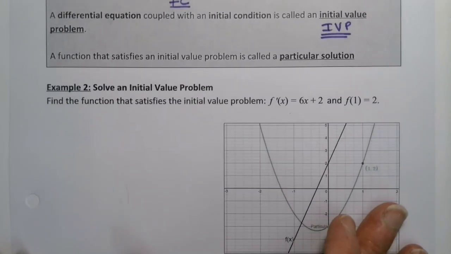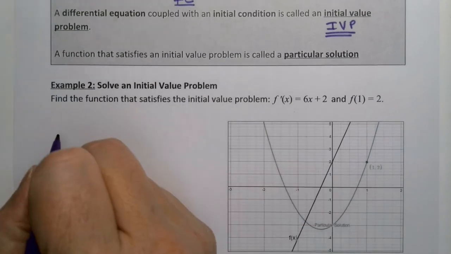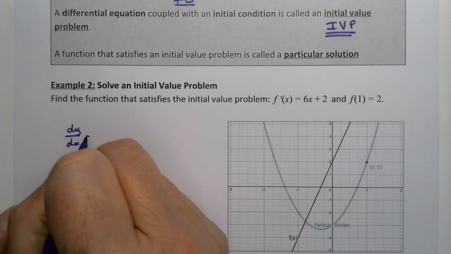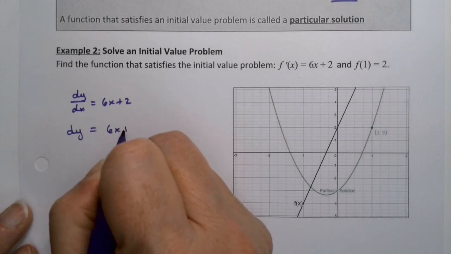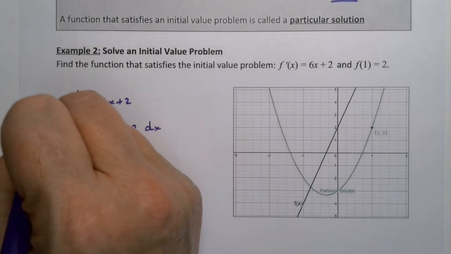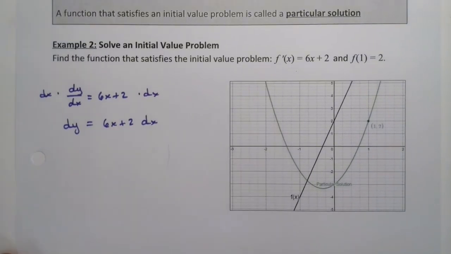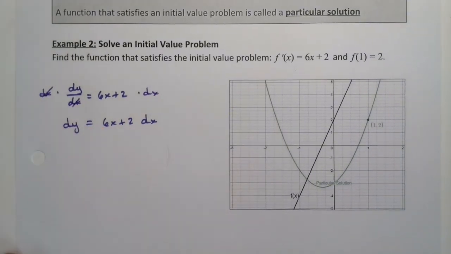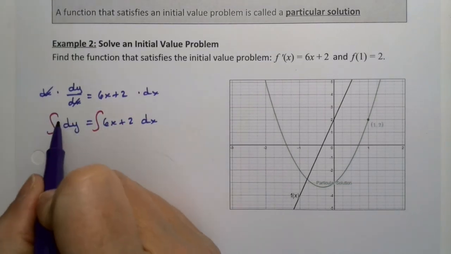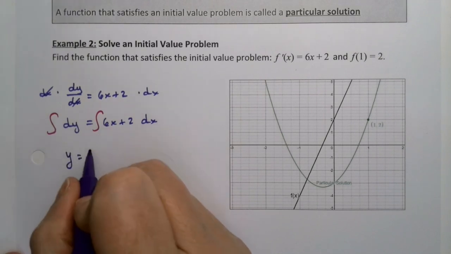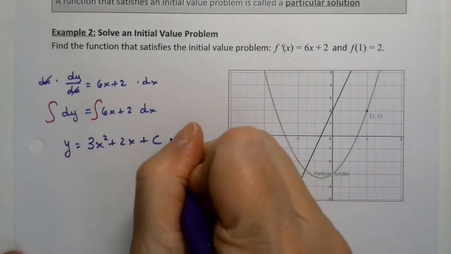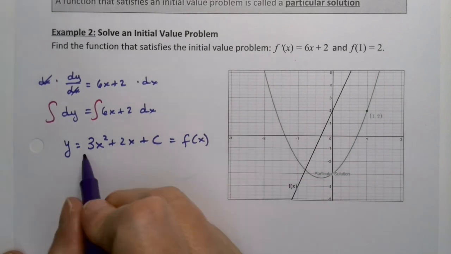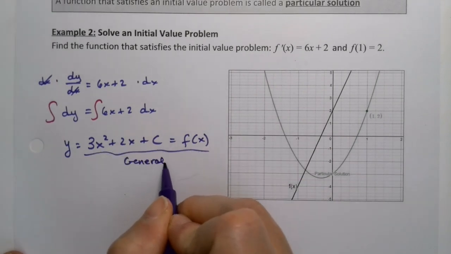So for example, if we look at f prime of x equals 6x plus 2, that's again dy dx is equal to 6x plus 2. So dy is equal to 6x plus 2 dx, right? You multiply both sides by dx. And then that cancels over here. So then you integrate both sides. The integral with respect to y of 1, because there's a 1 right here, is y. The integral of this is 3x squared plus 2x plus c, same as before. And then this is equal to f of x. So this is the general solution, just like we saw before on the previous page.